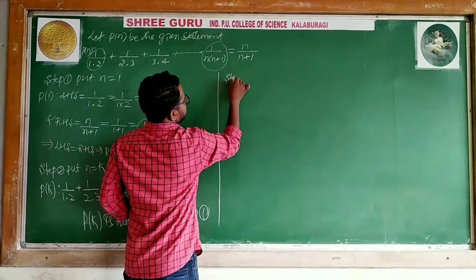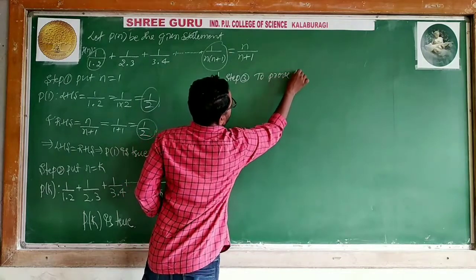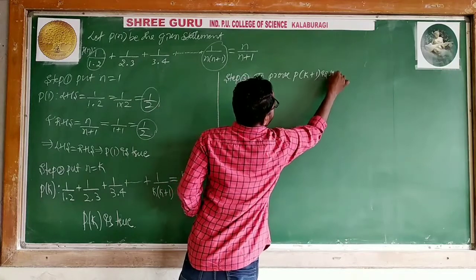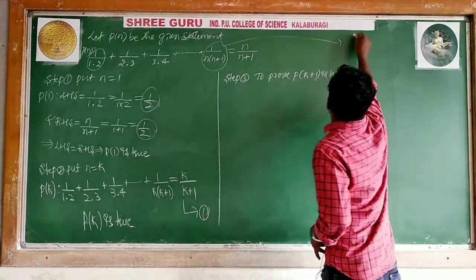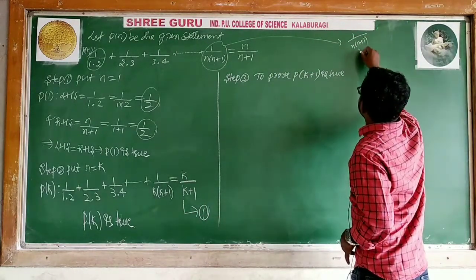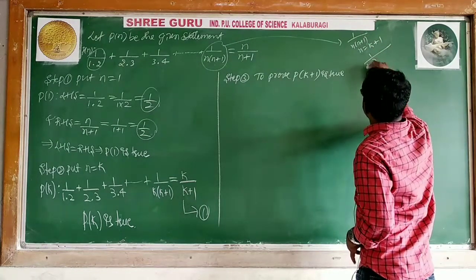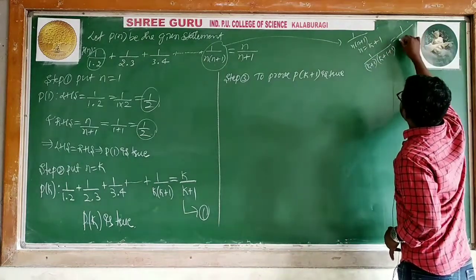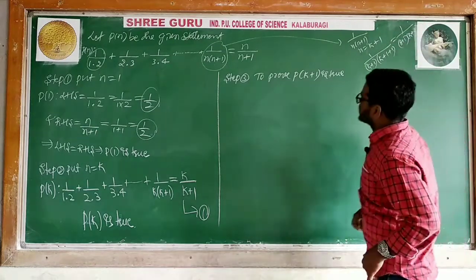Step 3, to prove P(k+1) is true, what do we have to add? This is the last term. Generally the last term is 1 divided by n into (n+1). Here n is equal to k+1, so the required term is (k+1)(k+2). Yes, this is the addition term.